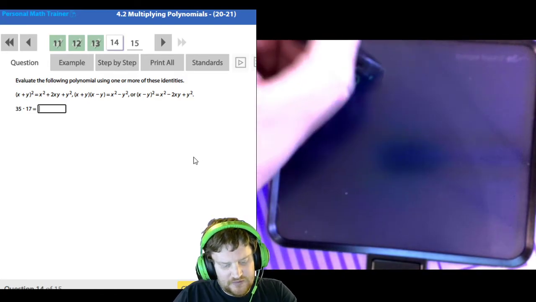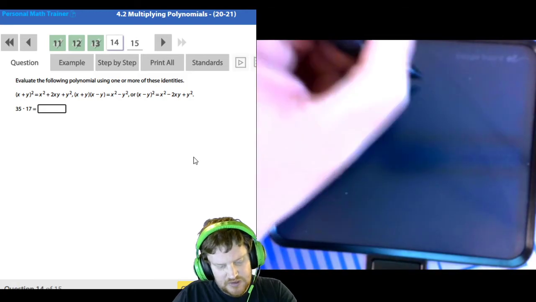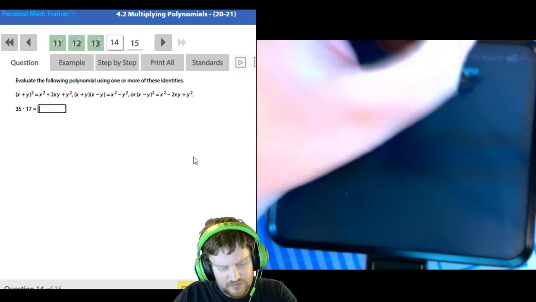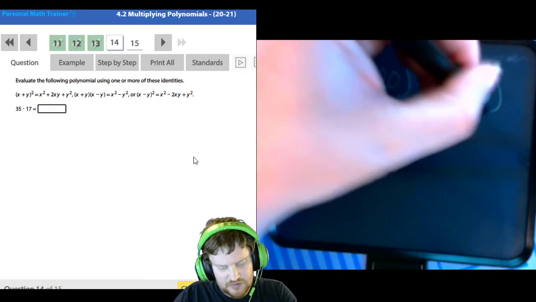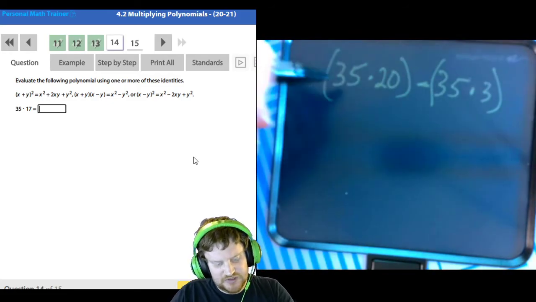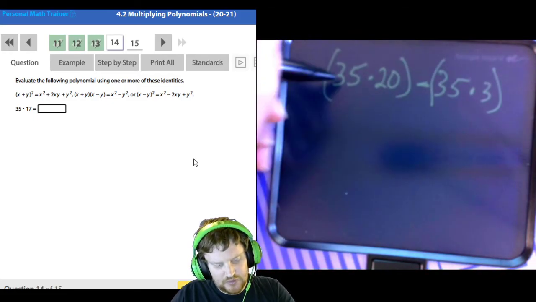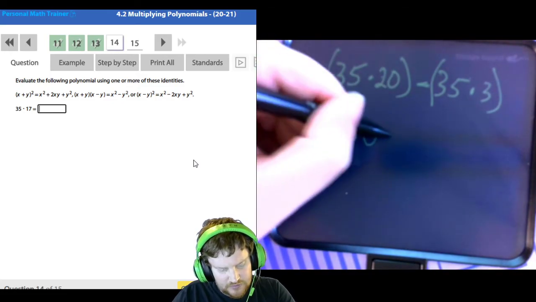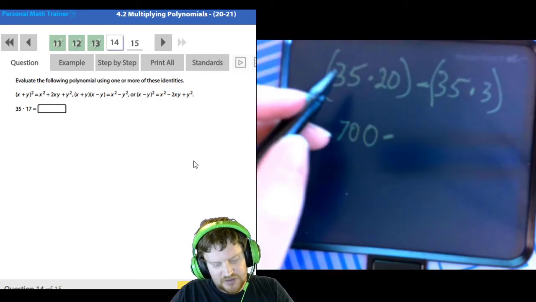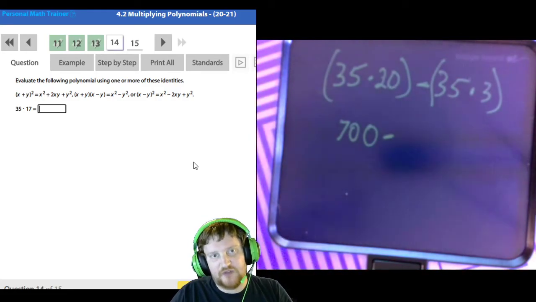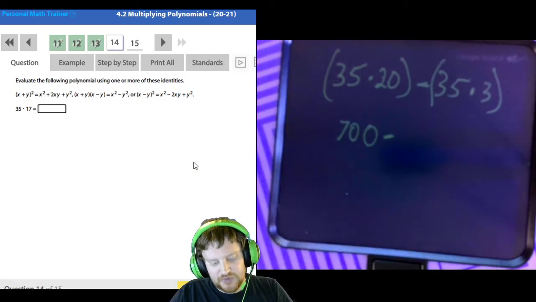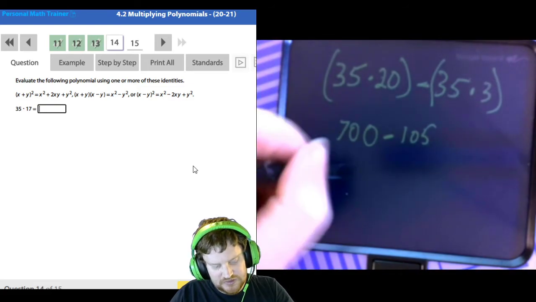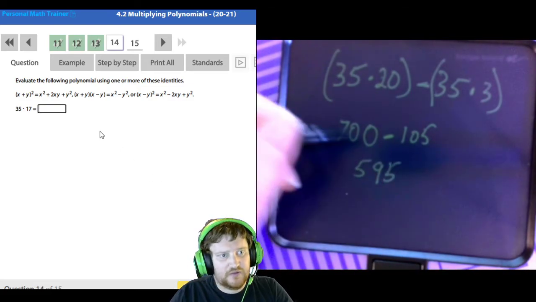So I'm going to take 35 times 20 and subtract 35 times 3, because 20 minus 3 is 17. So 35 times 20 is 35 times 2, which is 70, add a 0. And then 35 times 3 is just 35 plus 35 plus 35. So that's 70 plus 35 is 105. So that would be 700 minus 105, 595.